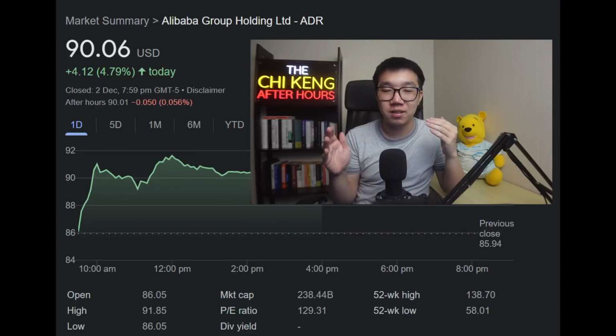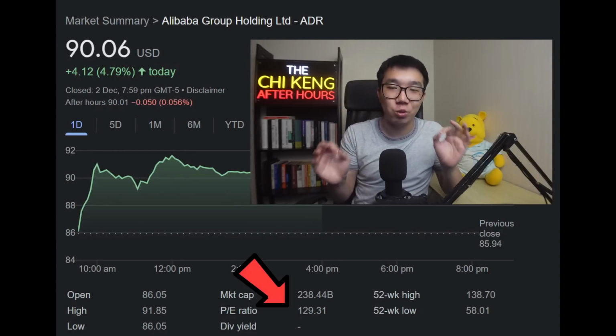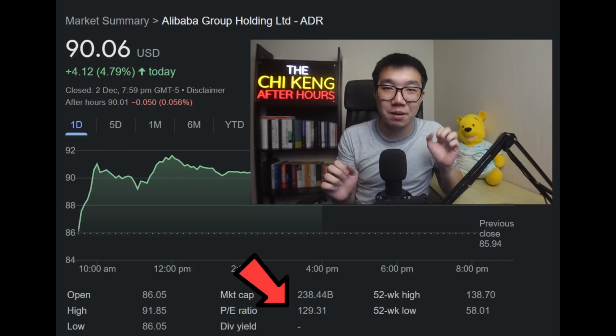So I've been receiving a few questions along the same train of thought. Hey Chikeng, I thought Alibaba was supposed to be a quote-unquote value play with cheap valuations. But when I type BABA stock into Google, it actually kicks back this image, clearly showing that Alibaba has a PE ratio of 129. 129, my friend.